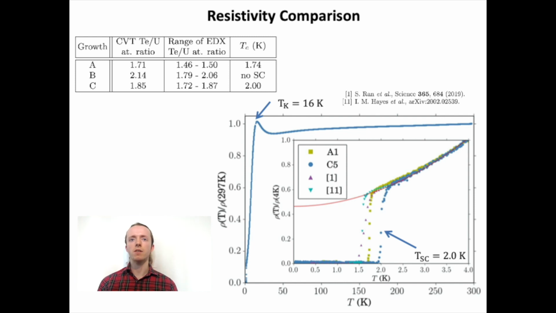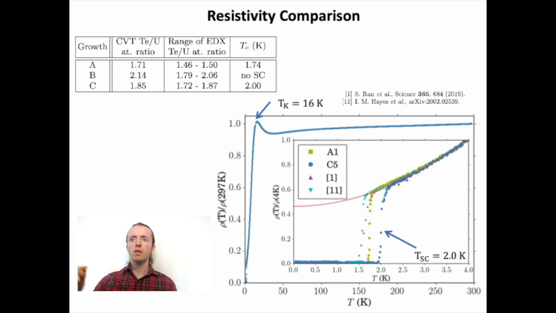Shown is a comparison of the low temperature resistivity for crystals from growth A and C compared to data from Ran et al. and Hayes et al. The C sample has the highest ambient pressure TC reported for a uranium-tellurium-2 crystal. Additionally, the high temperature resistivity of the growth C sample shows a lower Kondo coherence crossover temperature than that reported by Ran and Hayes. Not shown is the resistivity from a sample from growth B.